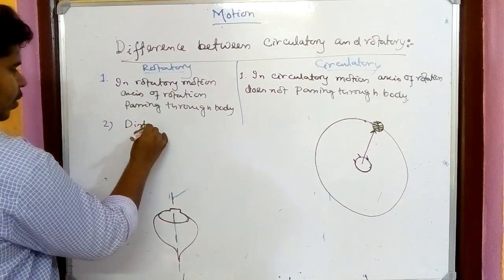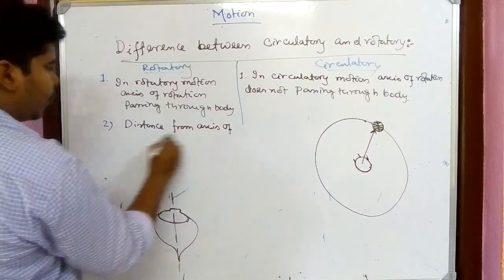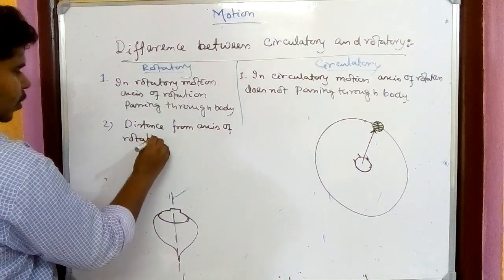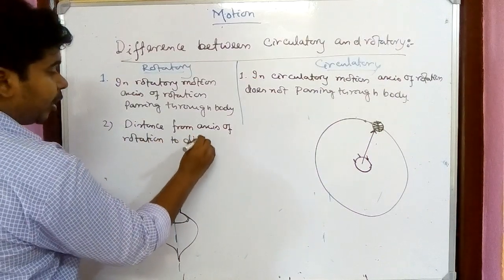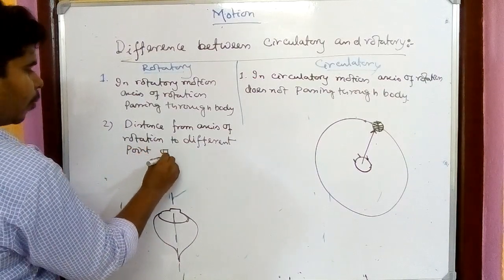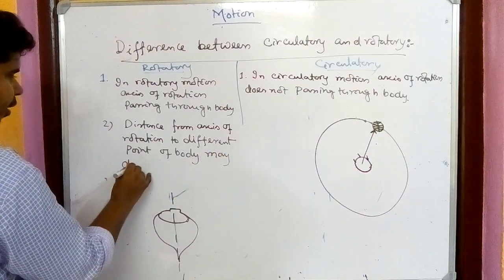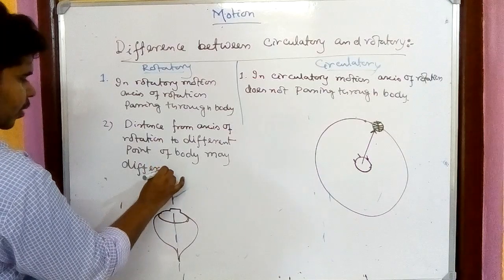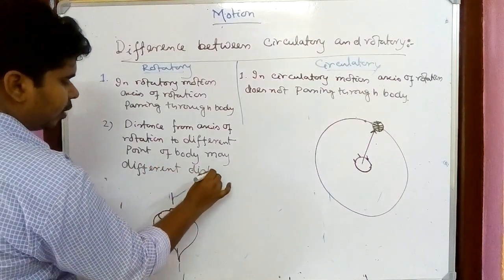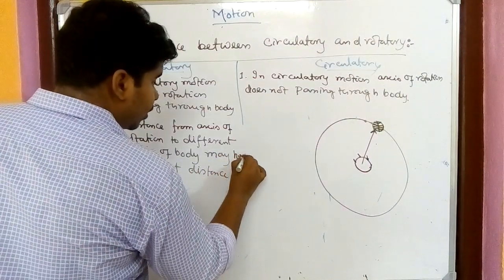Distance from the axis of rotation to different points of the body may be different. What is it? The distance from the axis of rotation to different points of the body may be different distances.